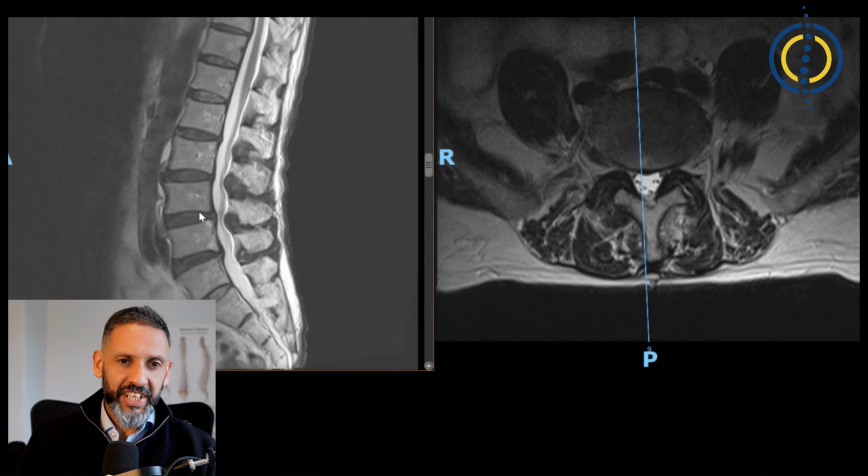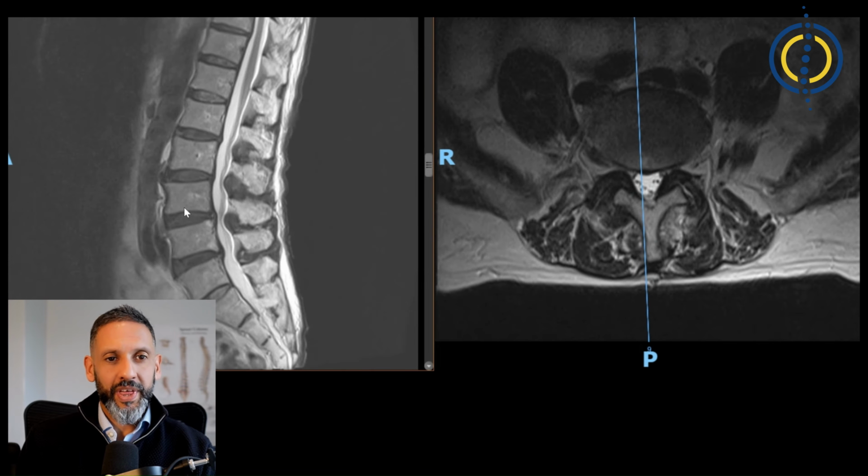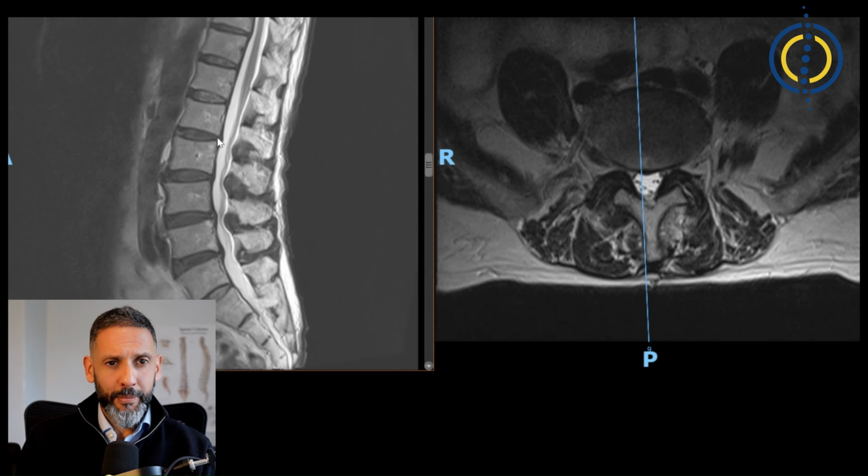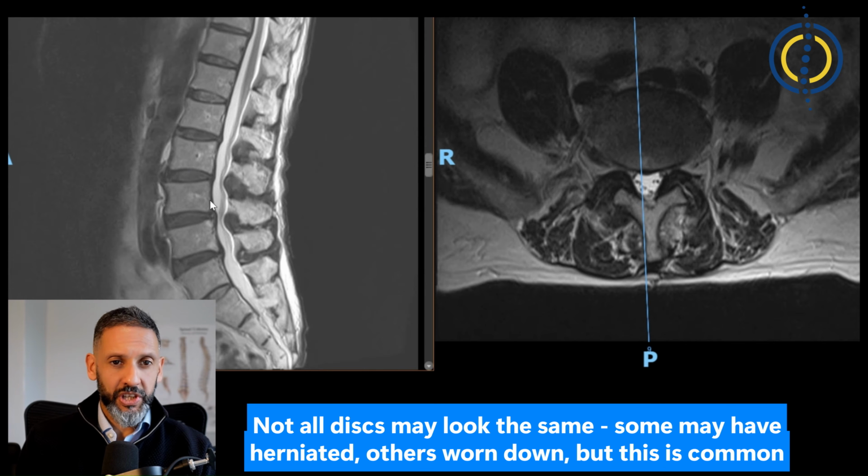So here on this scan, we can see that some of the discs are dark, so we call that degenerative disc disease, and that's a very common finding, and a couple of them might be slightly flatter than the other discs. They may even bulge slightly.